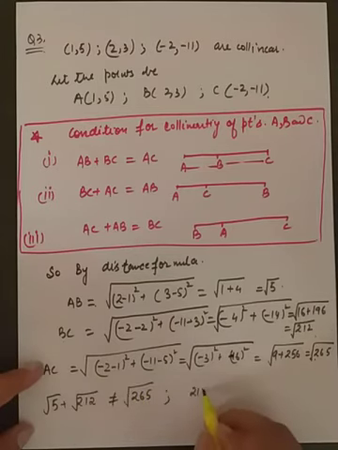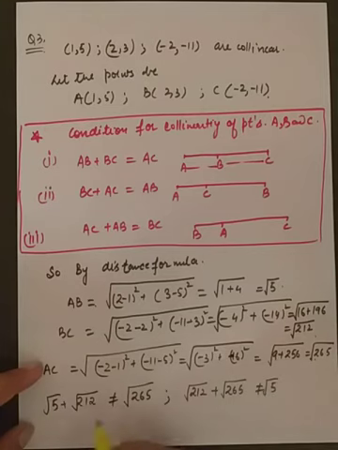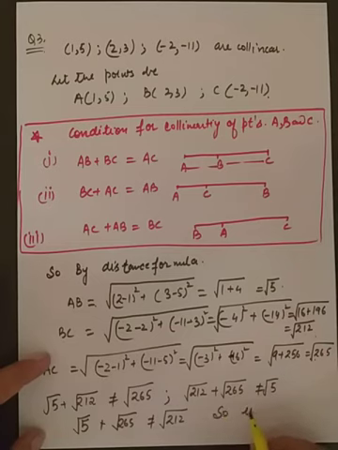Similarly, for the second, root 212 plus root 265 is not equal to root 5. And in the third case, root 5 plus root 265 is not equal to root 212. So, the points are not collinear.